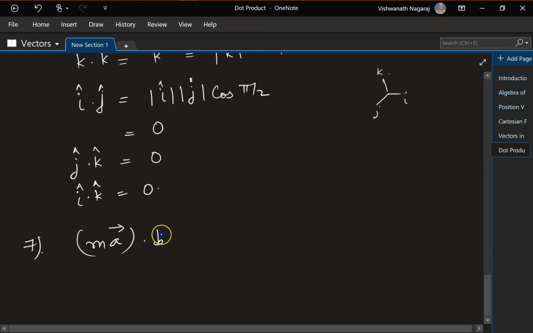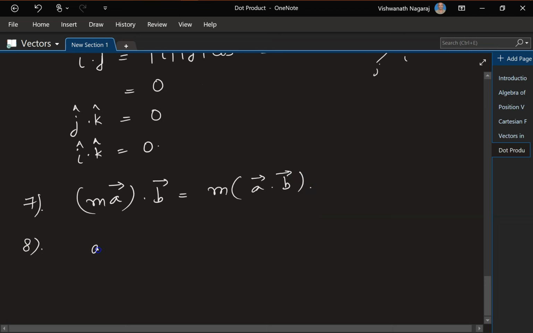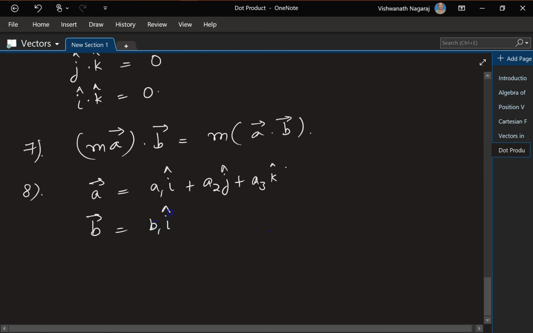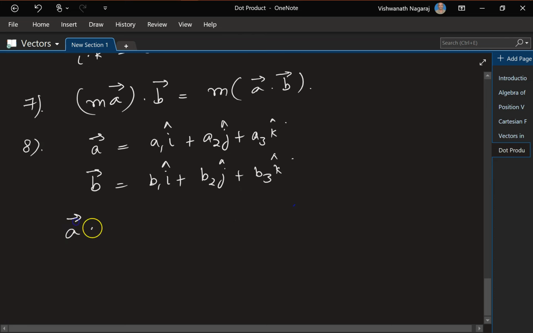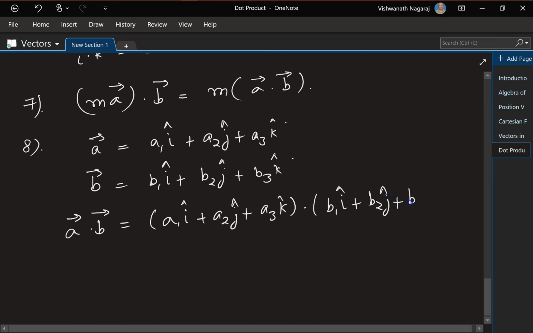Now, vector A dot vector B. Now let's say vector A is in the Cartesian form: A1 I plus A2 J plus A3 K. Vector B is equal to B1 I plus B2 J plus B3 K. Now vector A dot vector B would be equal to A1 I plus A2 J plus A3 K dot B1 I plus B2 J plus B3 K.